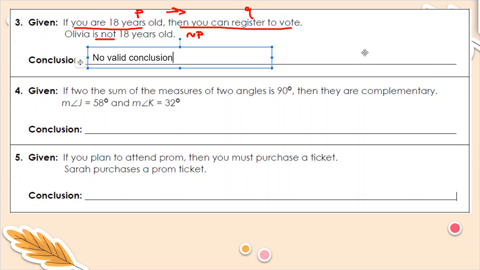Okay, go ahead and try 4 and 5 on your own. Pause this video and see how you do.